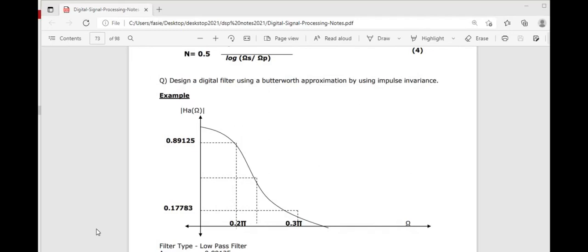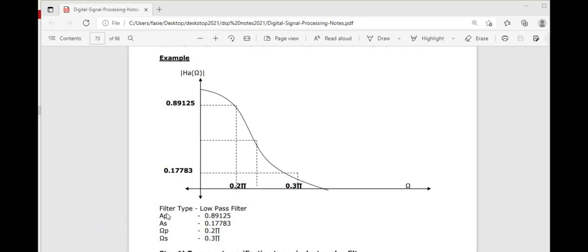Likewise, we take one more problem, students, so that we can find the response of it. Here we are taking: design a digital filter using a Butterworth approximation by using the impulse invariance technique. For doing this, what is given? This diagram is given here. Gain of the stop band 0.17783, gain of the pass band 0.89125, and the frequency of the pass band is already given, omega p is 0.2 pi, and the frequency in the stop band is 0.3 pi.